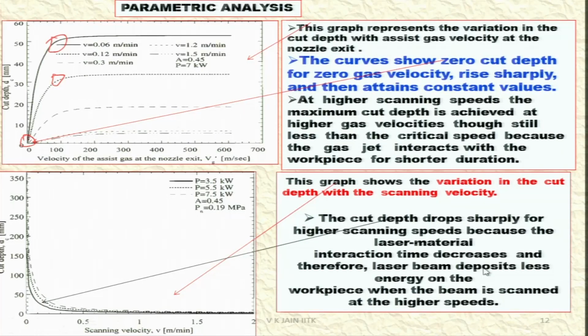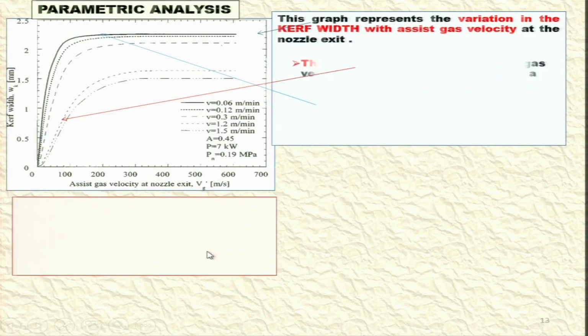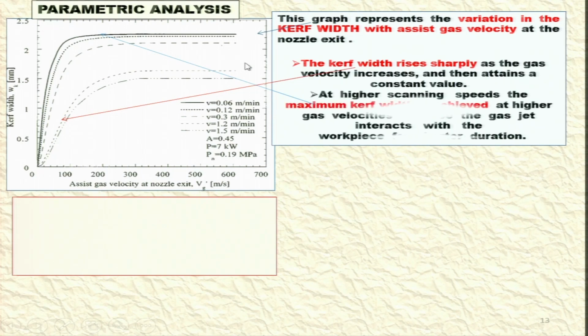Therefore, the laser beam deposits less energy on the workpiece when the beam is scanned at the higher speed. So it is very obvious with this explanation why, with an increase in scanning velocity, the cut depth is decreasing, and it is becoming almost asymptotic beyond a certain point. There are some more results: assist gas velocity, nozzle dip, that we have seen all here.